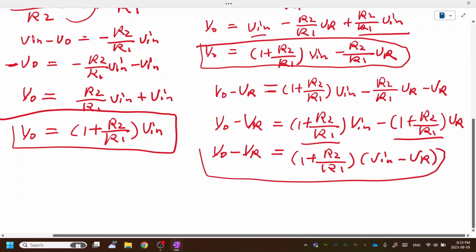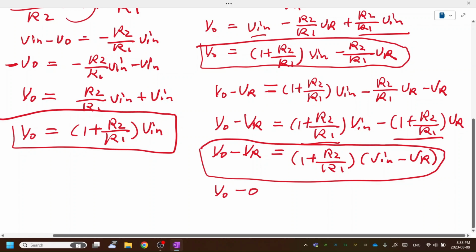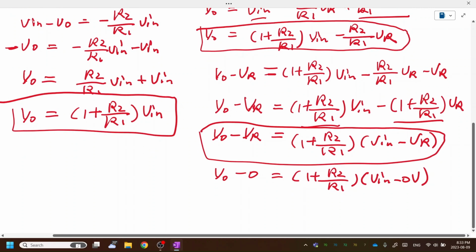Now this looks very similar to the equations we had before. What we had was V out minus 0 volts equals (1 plus R2/R1) times (V in minus 0 volts). So it's basically the same format, the same transfer function, but both V out and V in are referenced to VR. That's the reference voltage.